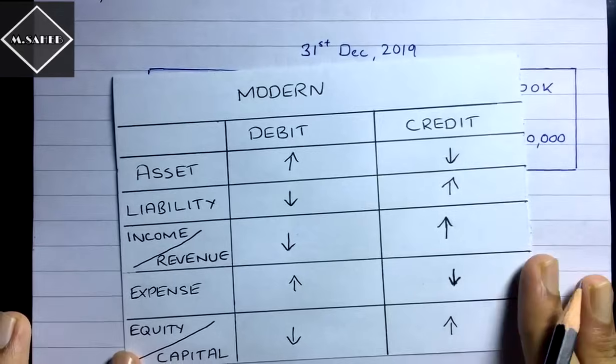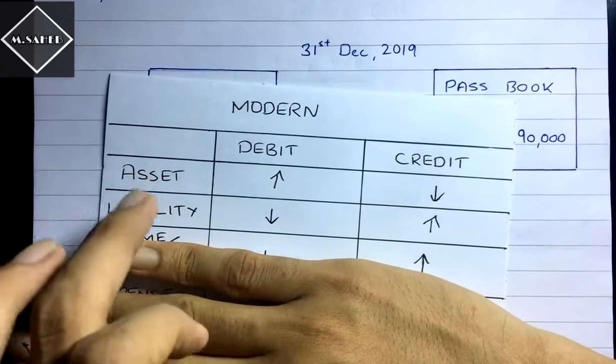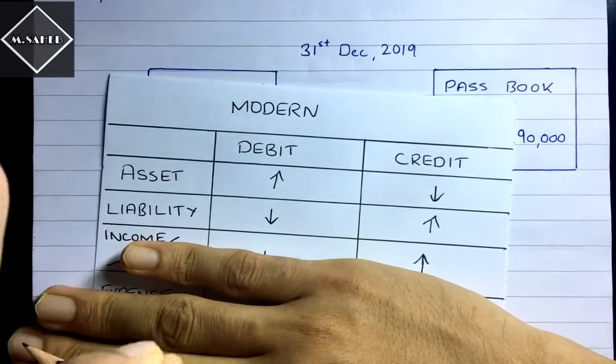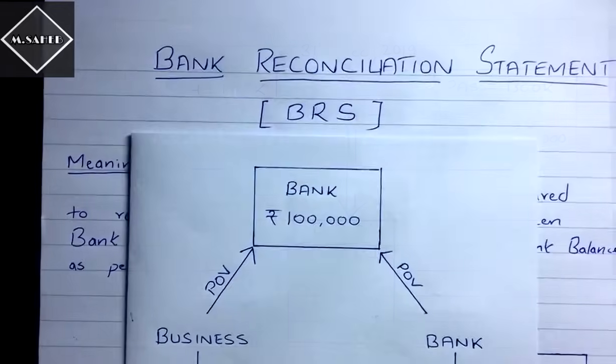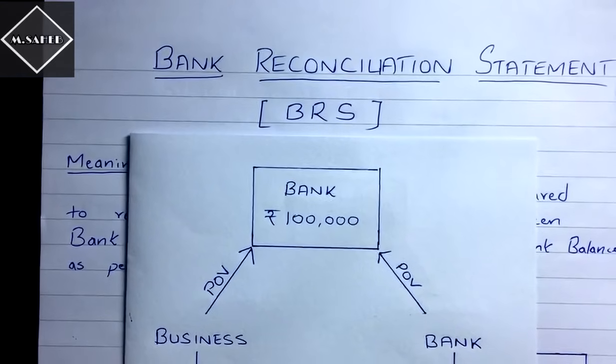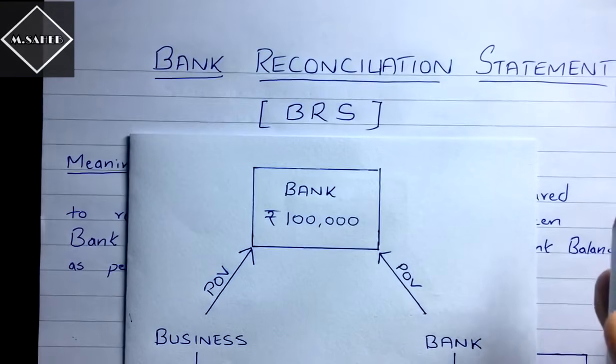But now in bank reconciliation, asset and liability concept is very important. Okay, these two concepts are very important. These two rules are very important. All right, so let's go forward. Now the second thing that you need to understand is the point of view of business as well as the point of view of bank. You need to understand both the points of view. All right, so to do that, let's take help of this example.